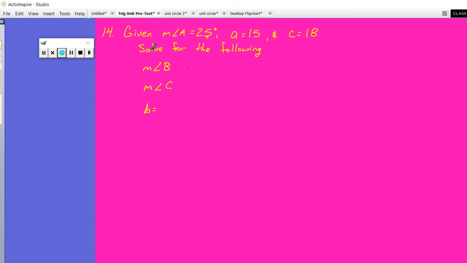Number 14, given measure of angle A equals 25. So if you have a triangle, this is 25, this is 15. That's A, little a. We choose one of them as C. We'll call this C, that's 18. This is angle C, therefore. This is little b, this is angle B. We need to find all of the missing stuff. Because I know an angle and its opposite side, I can use the law of sines. So I'm going to find angle C.